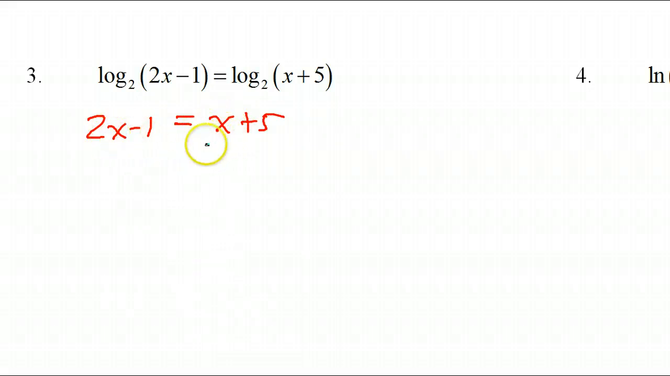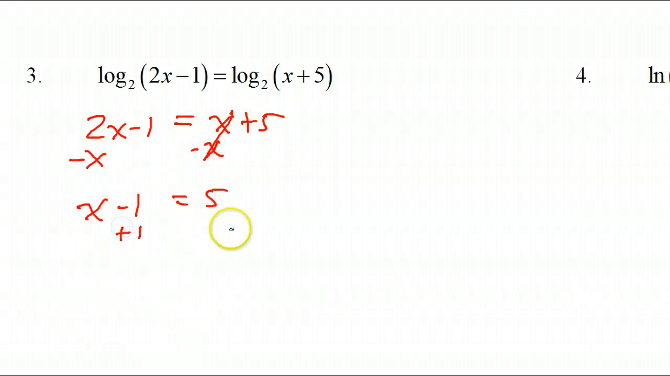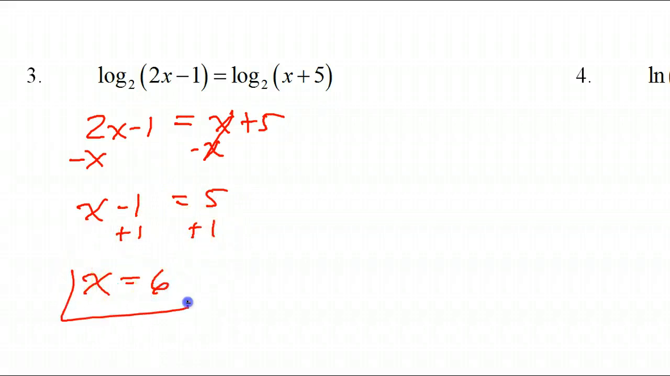Anytime you have x's on both sides, take care of that first. So, subtract x from both sides. That'll leave me x minus 1 equals 5. Add 1 to both sides. I'm going to get x equals 6.